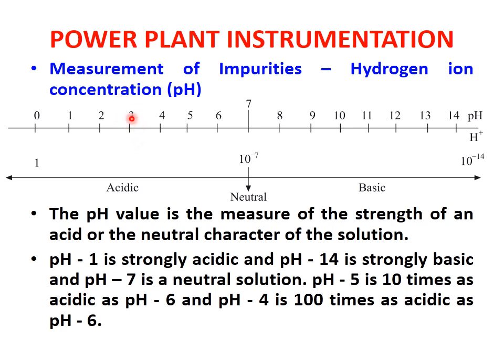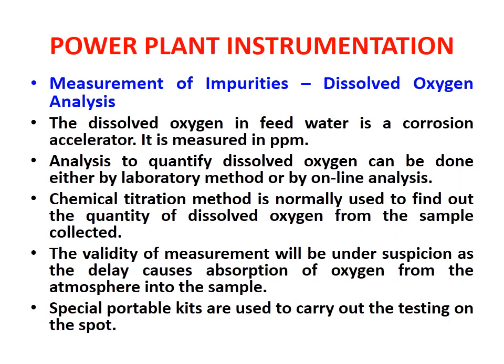Then pH 3 will be 1000 times as acidic as pH 6, and pH 2 will be 10,000 times as acidic as pH 6. In this way the pH scale works.